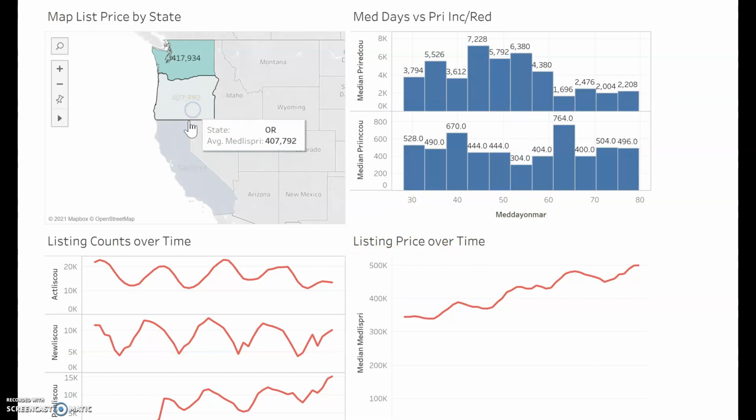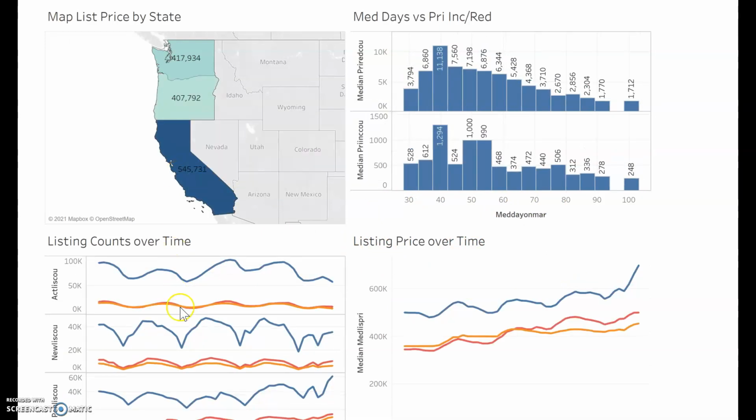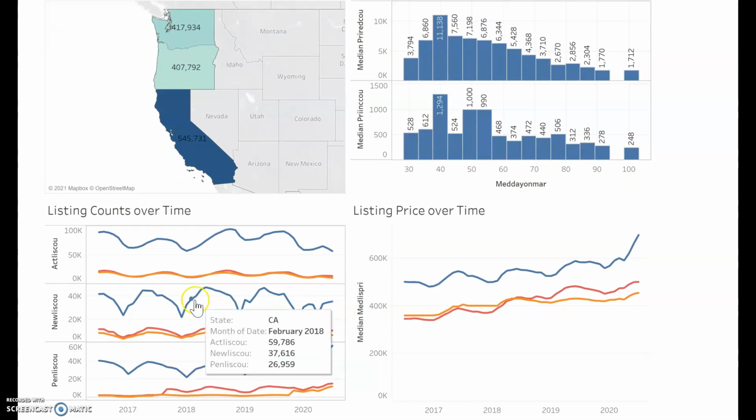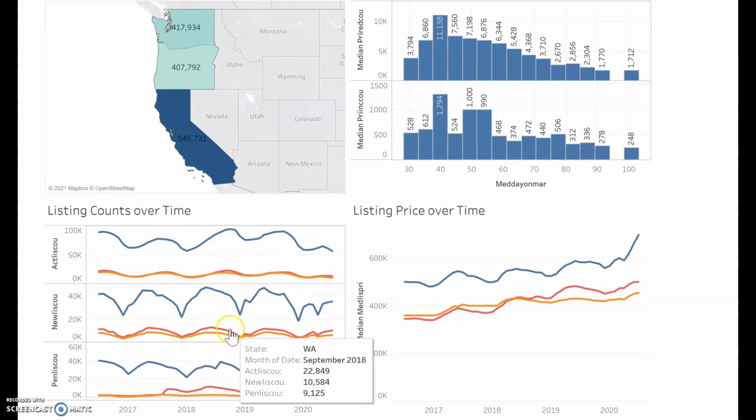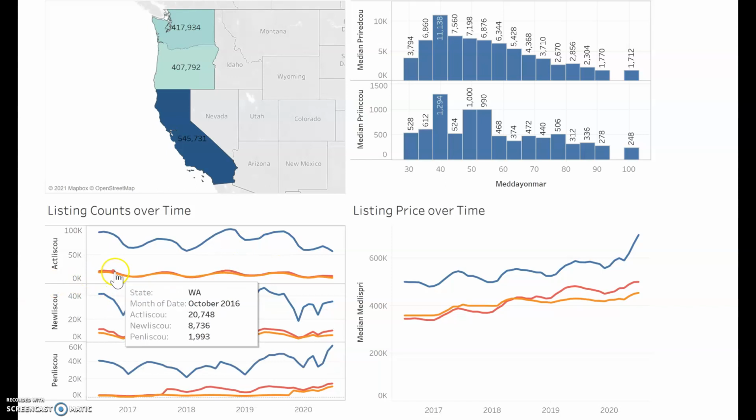And now we're going to just select these other states again so we can see the comparisons of the listing counts over time. So if we look at this third chart, we can see that no matter which market it was in, the listing counts all changed relatively the same.